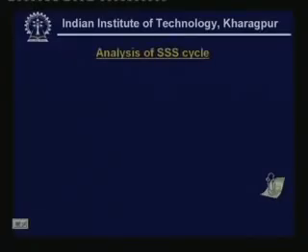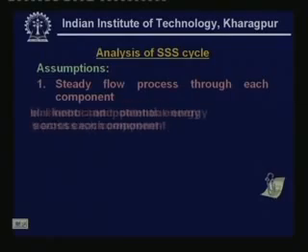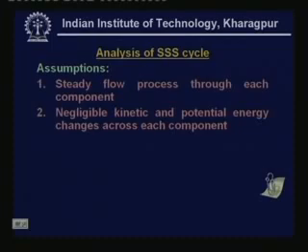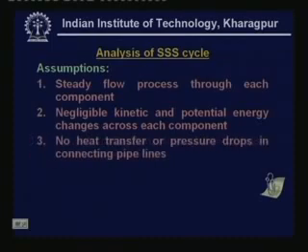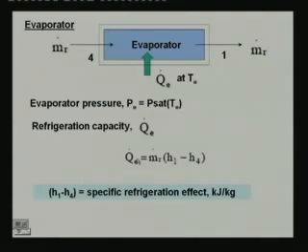Now let us look at a simple analysis of a standard vapor compression refrigeration cycle, and this analysis is carried out under the following assumptions. We assume that all the processes taking place in each component are steady flow processes, and we neglect kinetic and potential energy changes across each component, and there are no heat transfers or pressure drops in connecting pipelines. The analysis is carried out by applying the steady flow energy equation to each component. Let me show the analysis for each component. First let us take the evaporator.